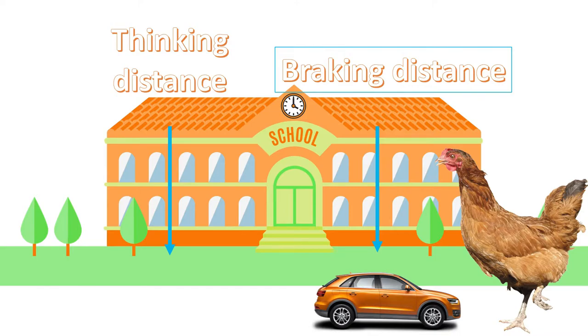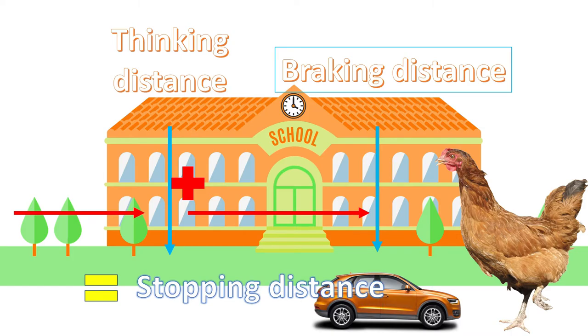Now we call the thinking time the thinking distance. And then the braking distance needs to be added to the thinking distance to get the overall stopping distance. So just to refresh, thinking distance plus braking distance equals stopping distance.